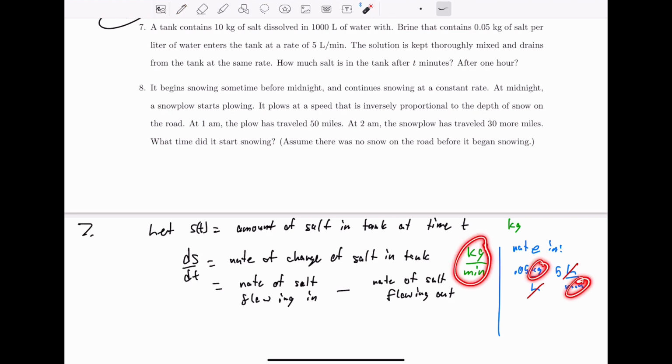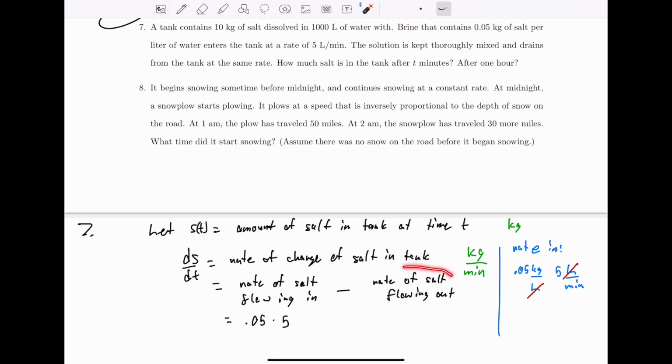Those are the units we want for the derivative. So 0.05 times 5, that is the expression for how fast the salt is flowing in. So that's the rate of salt flowing in, just thinking here of the brine that's flowing into the tank. So the rate of salt flowing in is 0.05 times 5. Once again, the units here are kilograms per minute.